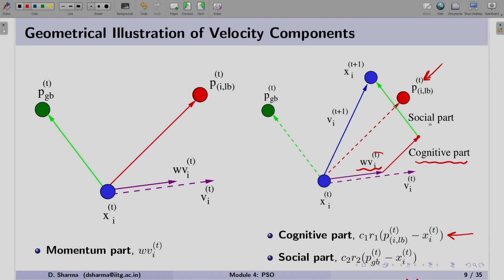Thereafter, we add a social part which is represented by the green vector. So, when we are adding these three vectors, we are going to get the new position as xit plus 1. You can see that these three components basically represent the vector addition of those components with the current position of the particle to get the updated position of the particle.